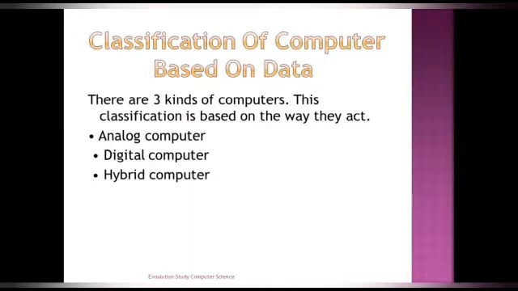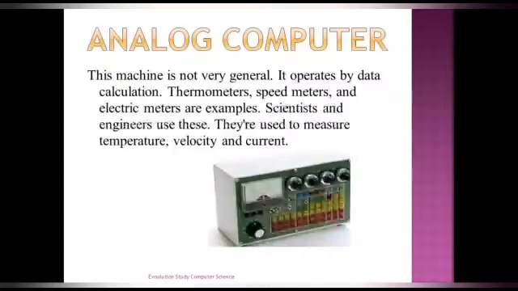Now there are three computers. This classification is based on the way they act: analog computer, digital computer, and hybrid computer. What are analog computers? These machines are not very general, and operate by measuring data. Thermometers, speedometers, and electric meters are examples. Scientists and engineers use these. They are used to measure temperature, velocity, and current.